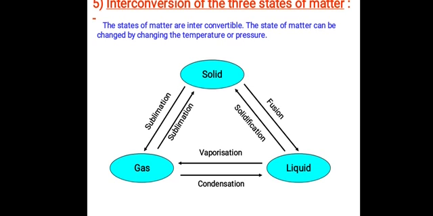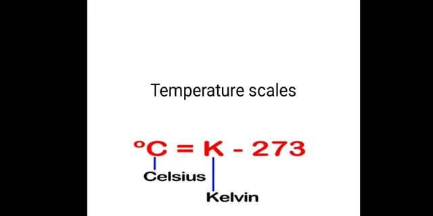There are few materials which on heating directly go to gaseous state from solid state, and on cooling directly go to solid state from gaseous state. This process is called sublimation. For example, camphor, ammonium chloride, which are at room temperature in solid state, but on increasing the temperature directly go to the gaseous state without going to the liquid state.